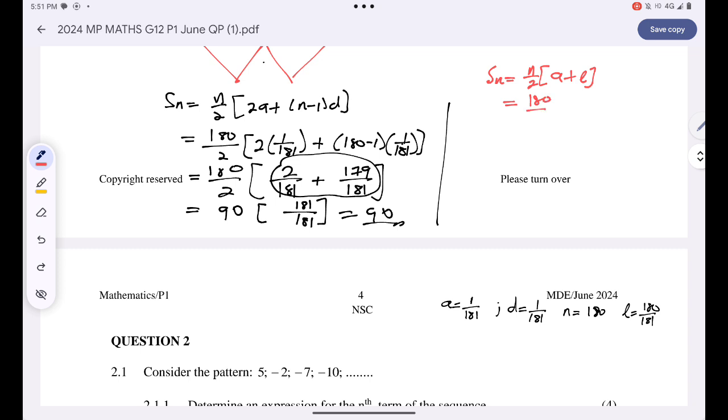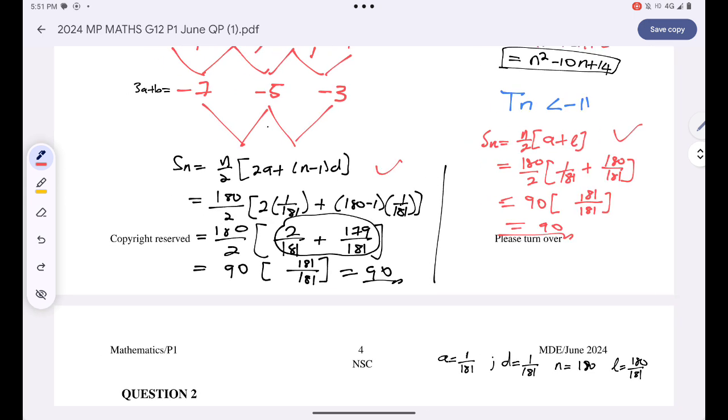That's 180 all over 2. The first term is just 181. The last term is 180 all over 181, and then this will just give me 180 divided by 2. This will be 90, and then on the other side I'll simply have 1 plus 180, which is just 181 plus 1 all over 181, né? And then this will just give me 90. You can simply use this one or use that formula, né?